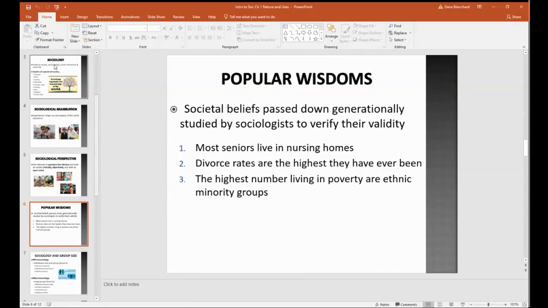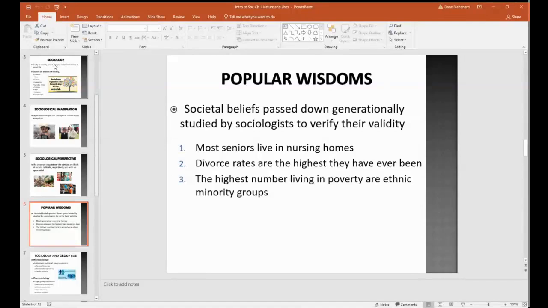The third one says the highest number living in poverty are ethnic minority groups. This is not true. The highest number living in poverty are going to be whites. So they're going to have the highest number, not only living in poverty, but also qualifying for different types of social services and programs, Medicaid, WIC, food stamps, and other types of social programs.